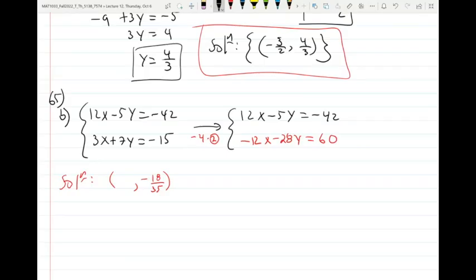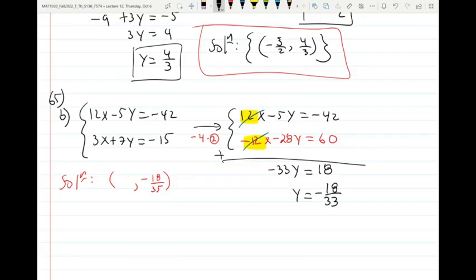Notice that now we have what we wanted. The numbers in front of the x are opposite of each other. So when we add the two equations, these are gone. What do we get? Negative 33y, right? 5 plus 28 is 33. Equals, and then what is this? Negative 18. Oh, sorry, positive. I knew you had to add them, but I said a negative. That's positive 18. So y is going to be negative 18 over 33.